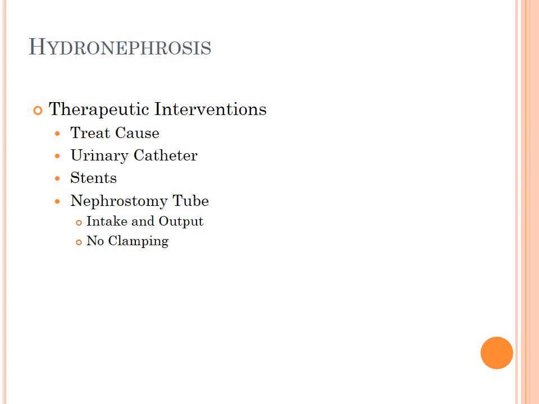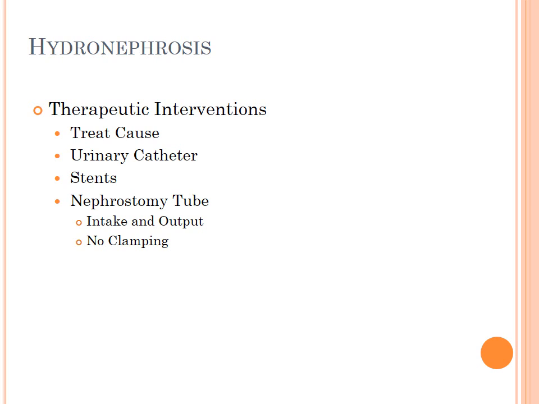Therapeutic interventions include treating the cause, removing the obstruction. So it could be a tumor, the stones, or whatever. A urinary catheter may be placed to remove the obstruction. Long-term correction can be, like we mentioned, correcting the enlarged prostate, or removing the tumor or stones, or correcting the stricture.